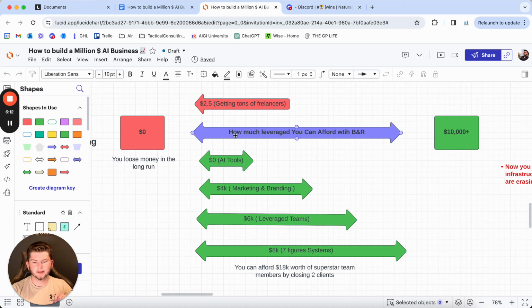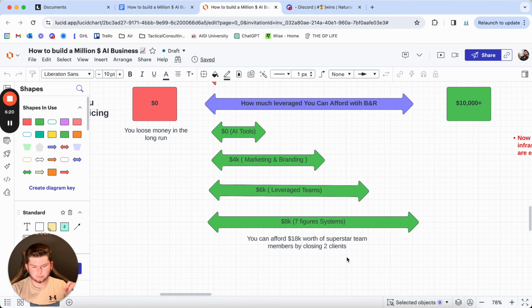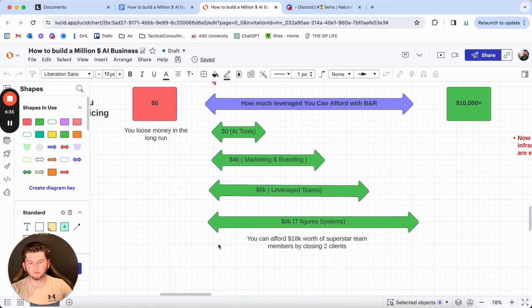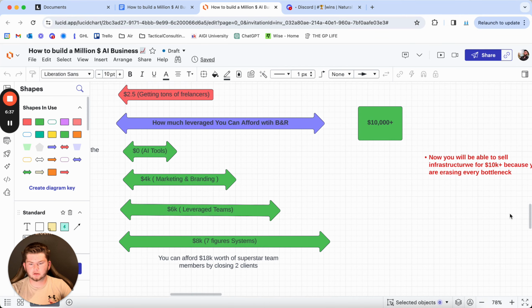So what you're going to do is there's an entire gap, and we're going to fill it: AI tools, brand and marketing, leverage teams, and seven-figure systems. You can afford $18,000 worth of superstar team and only close two clients to make all your money's worth. You can build this huge team that's great with AI, marketing, leverage, systems, just everything for less than $18,000. And then you get two clients and everything after that's profit.